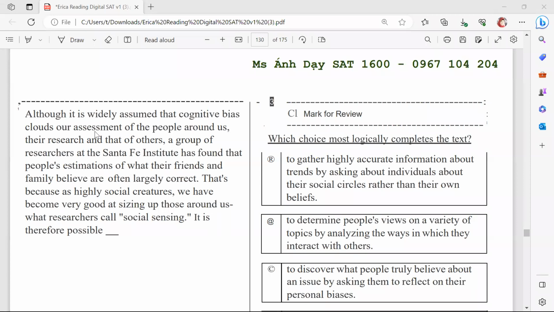Yes. Okay. So biased is something bad. It's not recommended for you to be biased, okay? Cognitive bias clouds our assessment of the people around us. The research, although it is widely assumed that cognitive bias clouds our assessment of the people around us, and that of others, a group of researchers at whatever institute has found that people's estimations of what their friends and family believe are often largely correct.